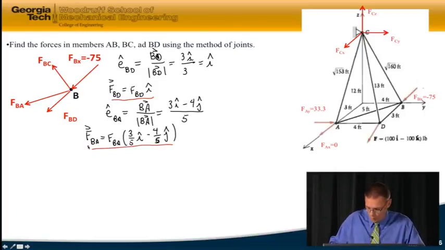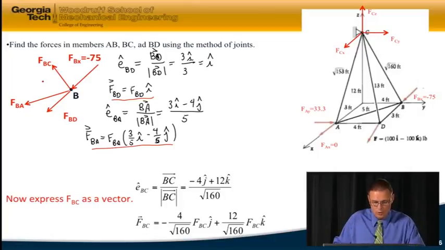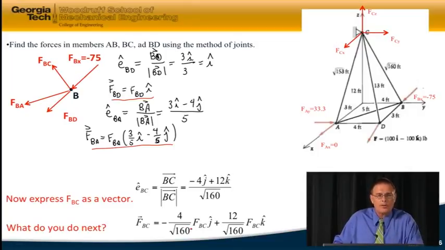What I'd like you to do is to now do FBC as a vector on your own. And when you get that done, come on back. Okay, this is what you should have come up with for FBC using the same technique I did above. And at that point, I'd like to say, what do we do next? What are you going to do to continue the problem? If you can continue it, try to do it all the way to the end. Come on back when you get stumped.